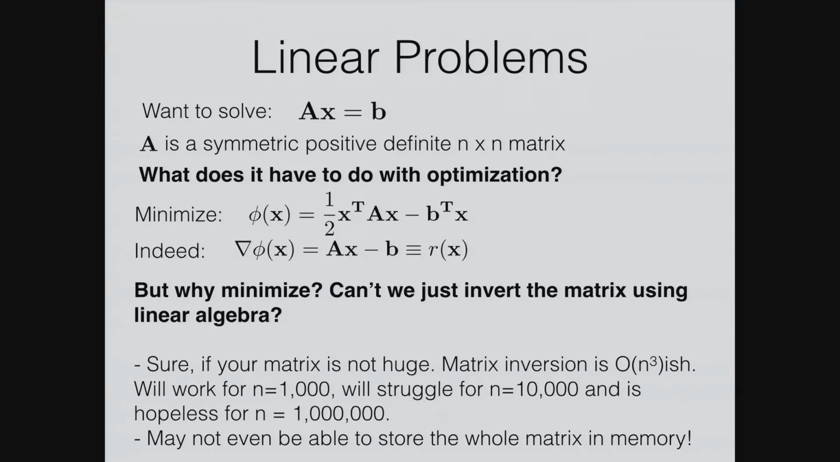So you might ask, what does this have to do with optimization? This is just linear algebra. We all know how to take the inverse of the matrix, and so that's what we should be doing. There are excellent packages for doing that. So we can invert the matrix and apply it on b and find x. So why don't we do that? And why do we want to think of this in terms of optimization?